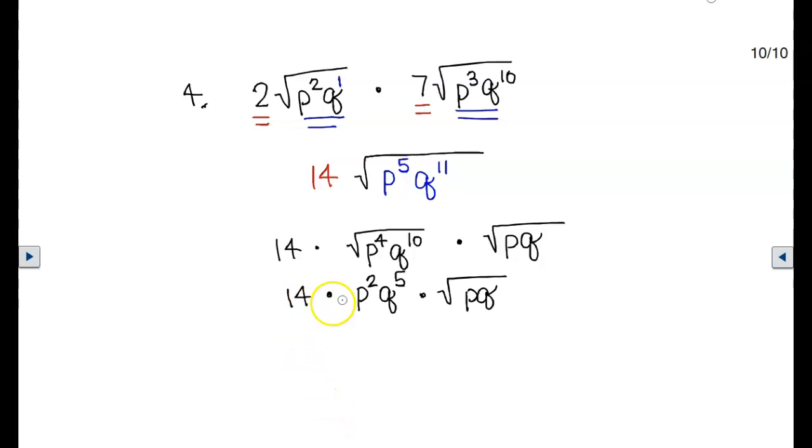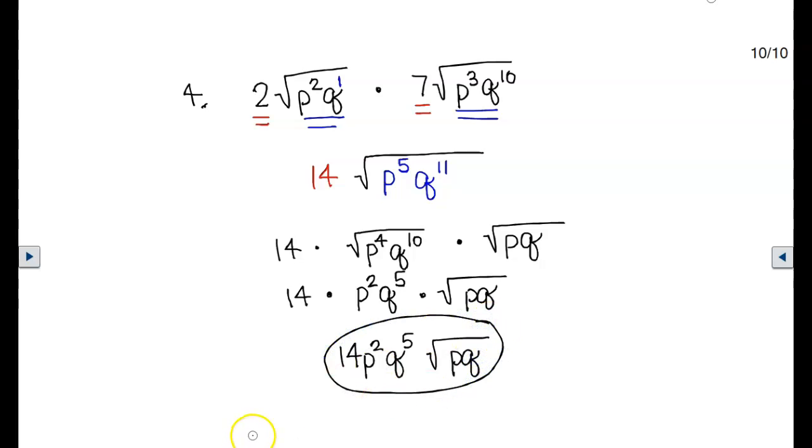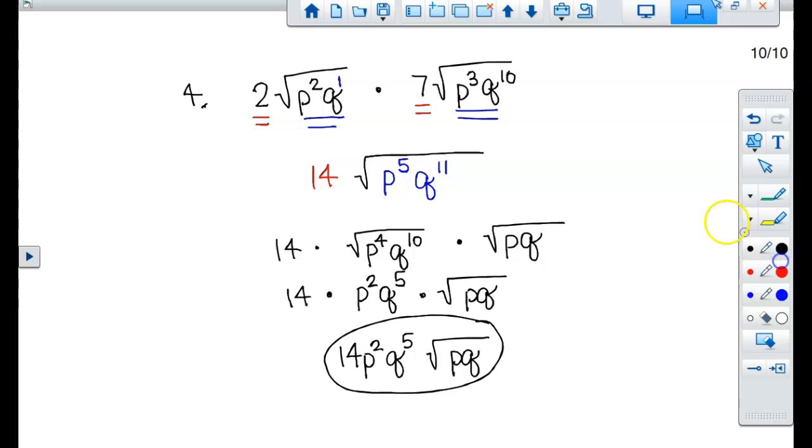Last step is to do 14 times p to the 2nd q to the 5th, which is 14 p to the 2nd q to the 5th. And then that is times the square root of pq. And there's my final answer.